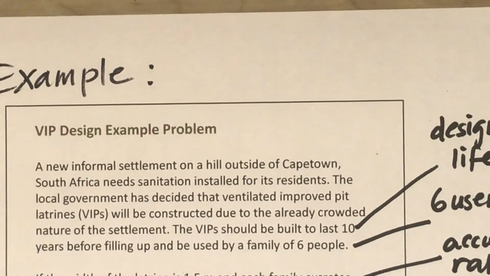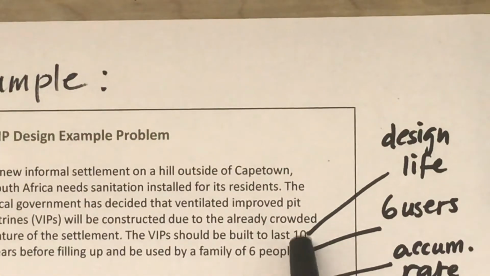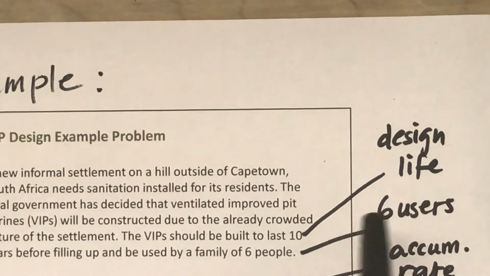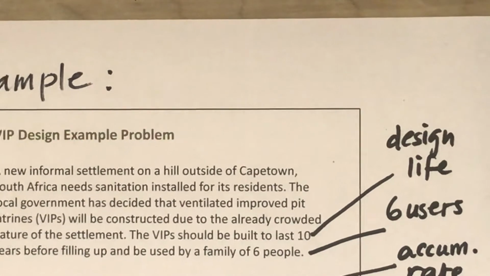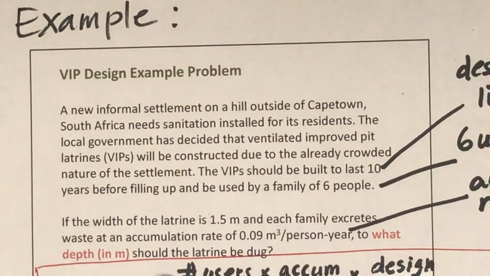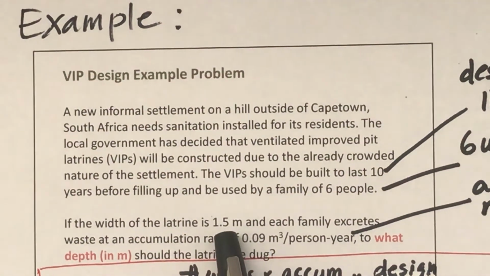Okay, the design parameters here are that it needs to be built to last 10 years, so that's the design life, and it's going to be used by a family of 6 people, so that means there are 6 users. We've predetermined the width, because it can't be too large or too wide, and you're limited also by the structure around it. So the typical widths for latrines are somewhere between 1 and 1.5 meters. So this one's going to be 1.5 meters.